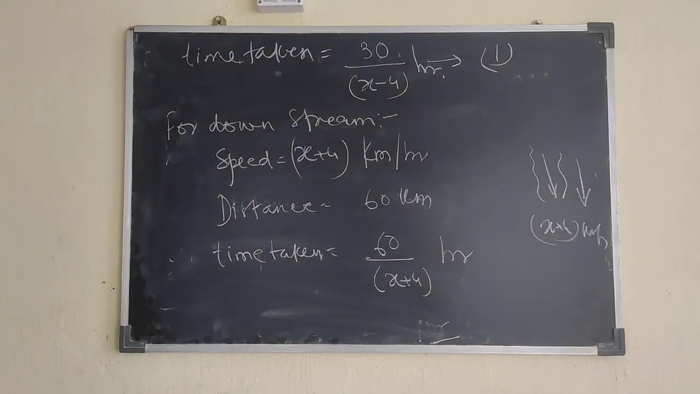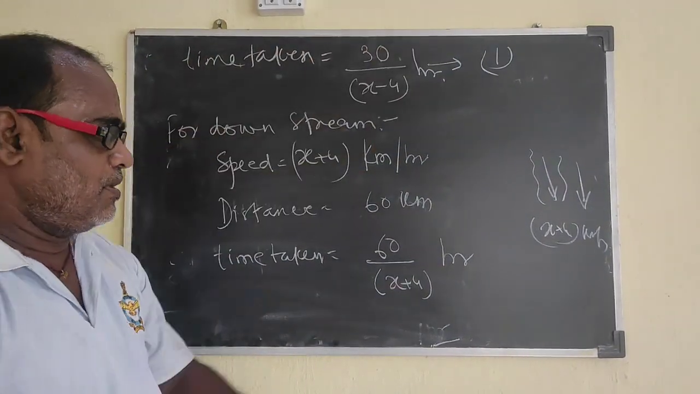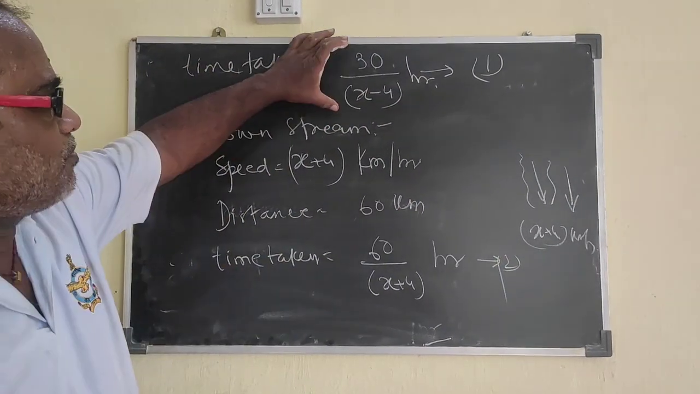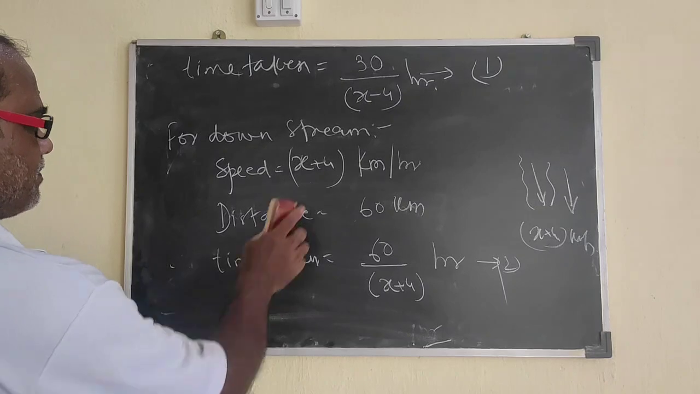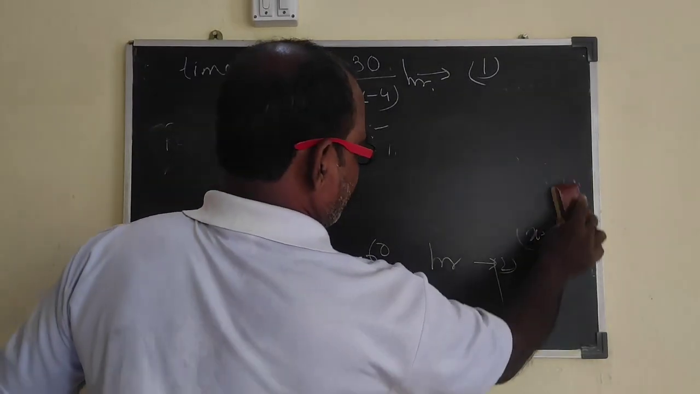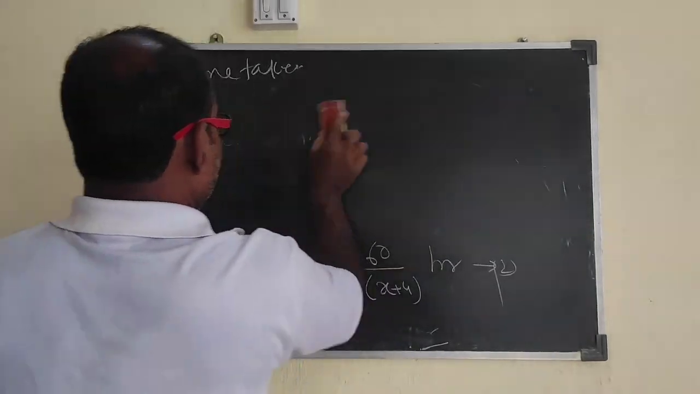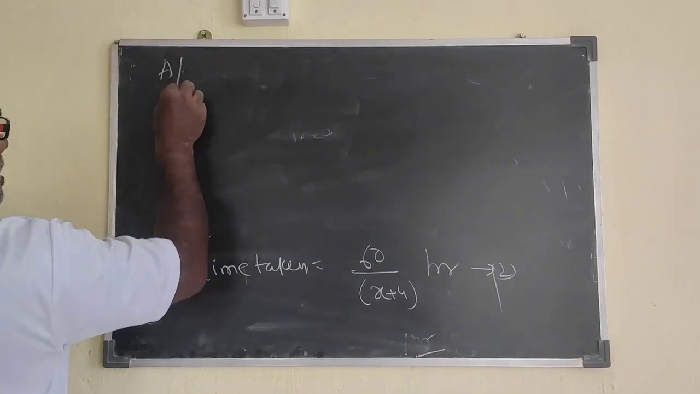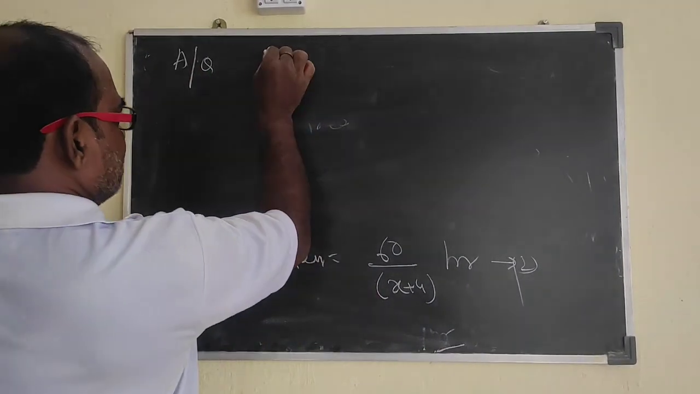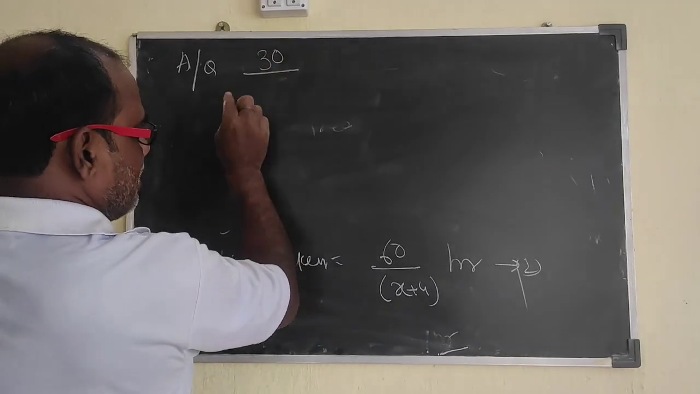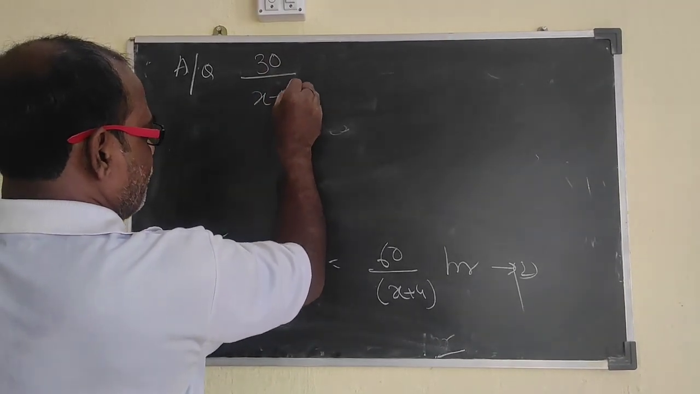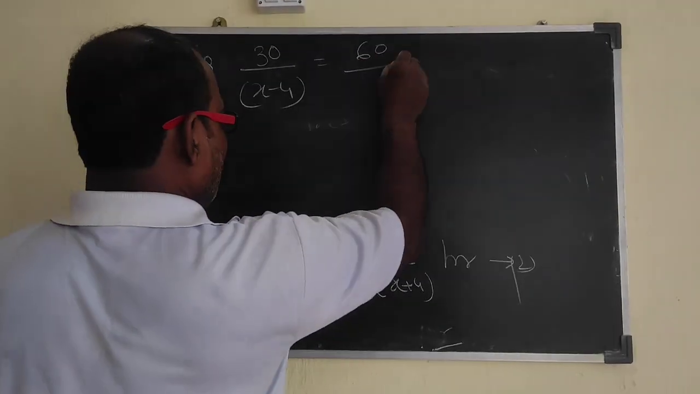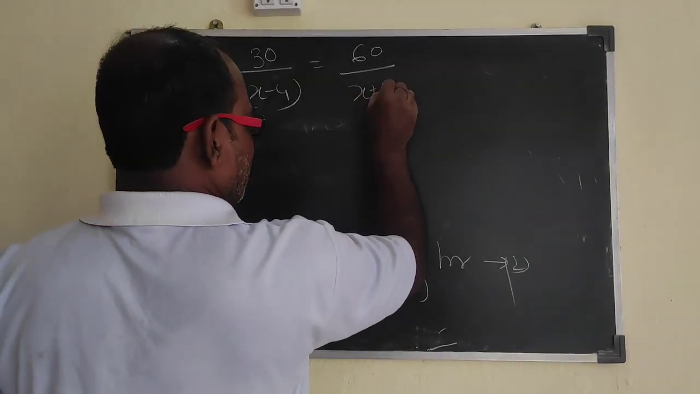Now, according to the question, the time taken is the same. So this is statement 2. According to the question, this must be equal to this. According to the question, 30 by x minus 4 is equal to 60 by x plus 4.